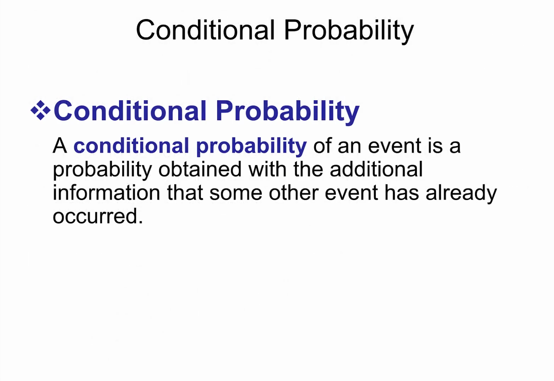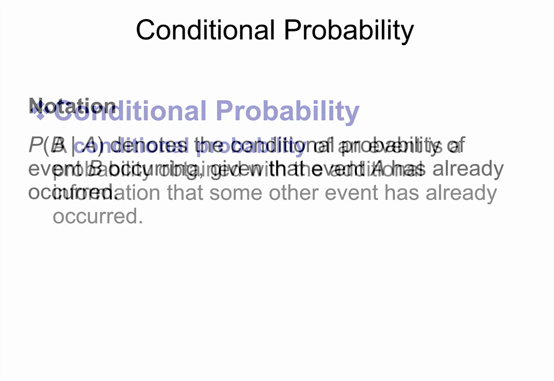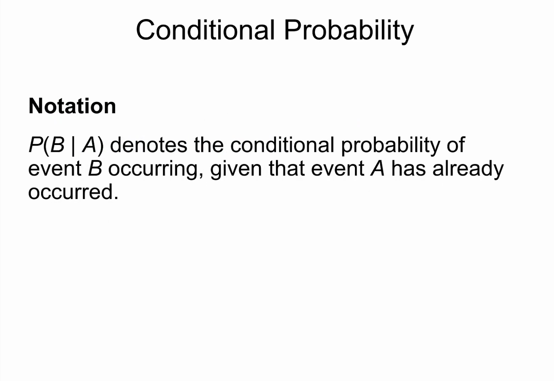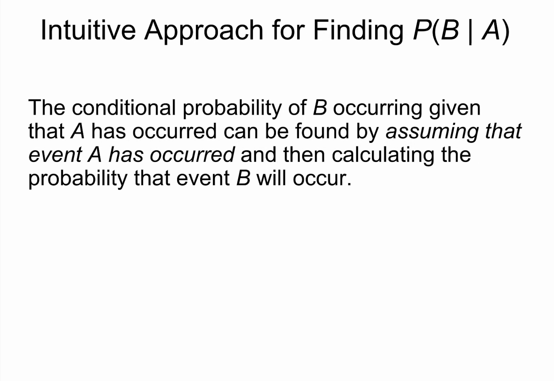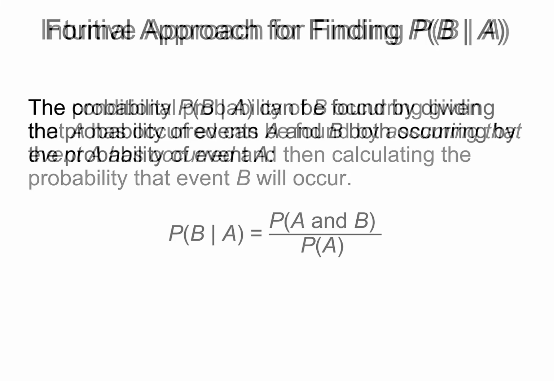Conditional probability is the probability of an event obtained with some additional information that some other event has already occurred. And we use this notation, which we saw in the previous section. The probability of event B given, where the small vertical bar denotes the words given that, event A has already occurred. The conditional probability of B occurring given A has occurred can be found by assuming that event A has occurred and then calculating the probability that B will occur.